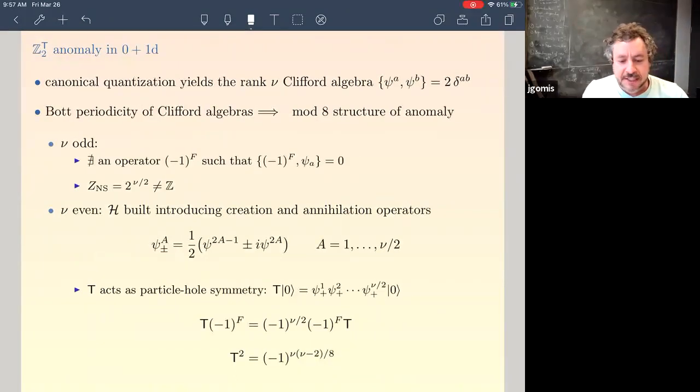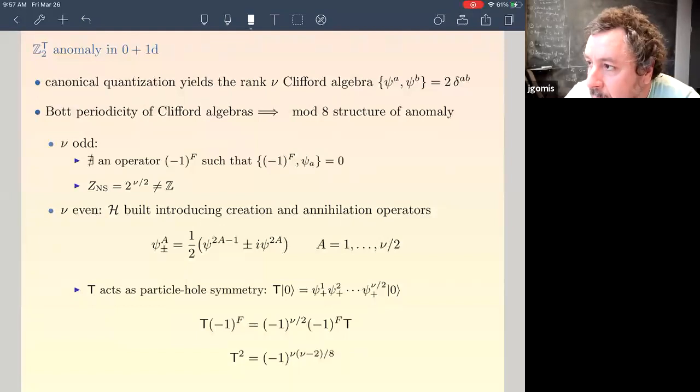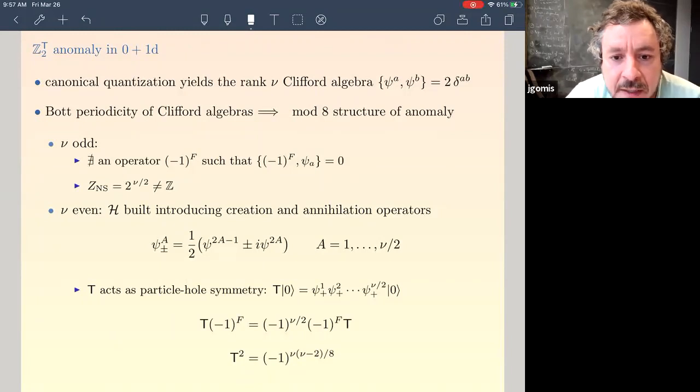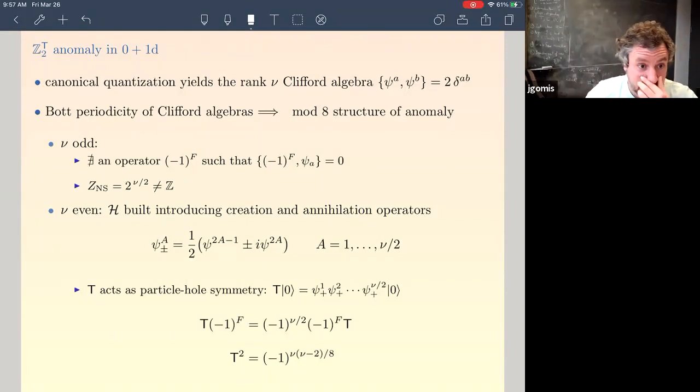So canonical quantization of the system tells you that you have a rank nu Clifford algebra of standard form. And then you can use another mathematical fact, that the Bott periodicity of Clifford algebras is a mod 8 periodicity. So this already mimics what we expected from anomalies, that the properties of anomalies are mod 8 properties. Anomalies have a mod 8 structure, and that matches precisely with the Bott periodicity of Clifford algebras, mod 8.